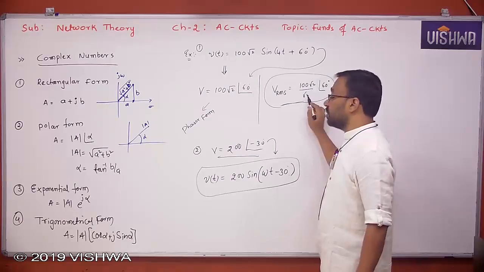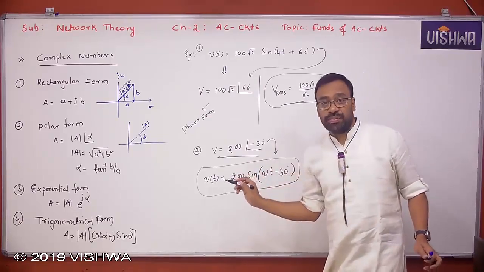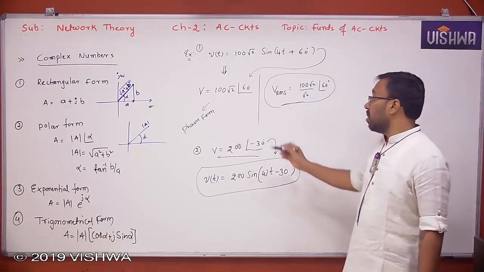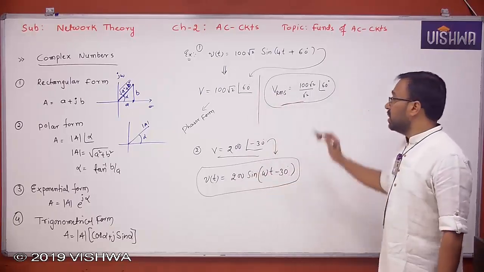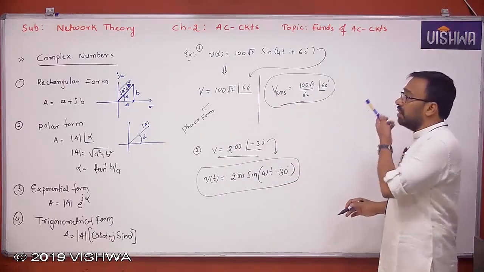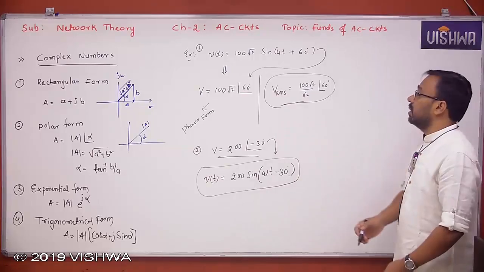That means they are actually dealing with RMS value. Okay, RMS phasor, the normal phasor representation. This is an RMS phasor representation. Okay, so this is how you can take. So please take down quickly here these two examples in the complex numbers.